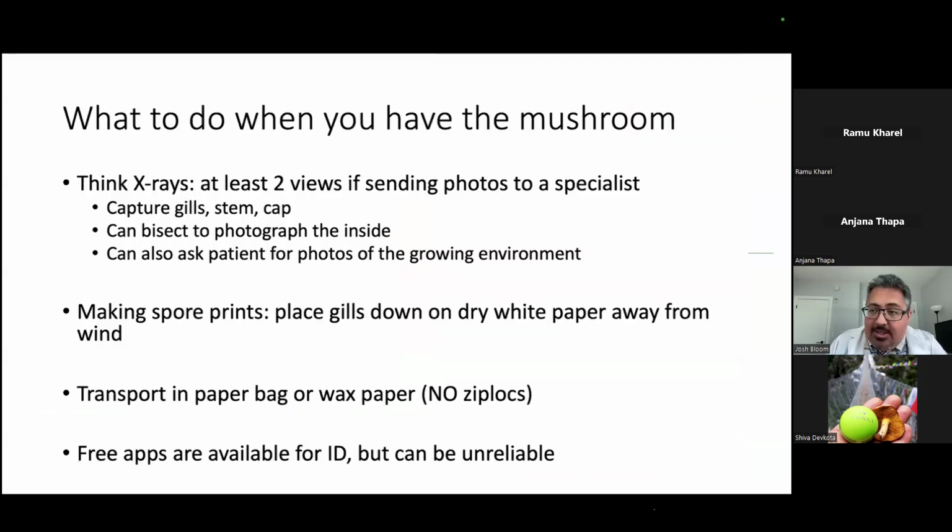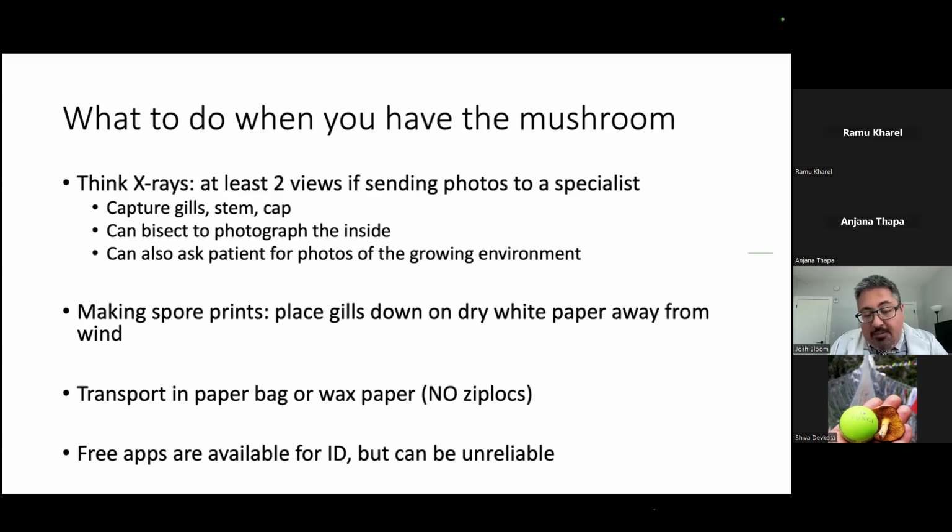When you have access to a mushroom, for example, if a patient saved one mushroom or still has one or two mushrooms available from the group that they gathered, and you want to take photographs to send to a specialist, you want to think of this as X-rays. So you need at least 2 views. And you want to be able to capture the gills, the stem, and the cap. You can bisect the mushrooms, and you can also ask the patient for photos of their growing environment.